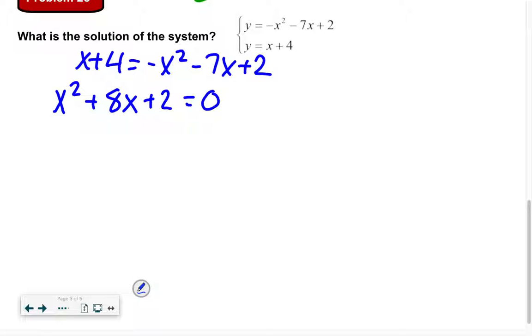Can I put them in parentheses? No. What should I use? The quadratic formula, that negative b thing. What's b? What's c? 2. Do you guys memorize that formula yet?